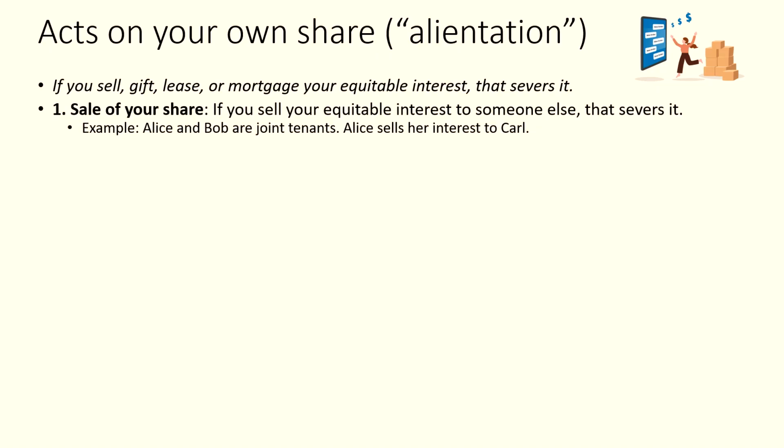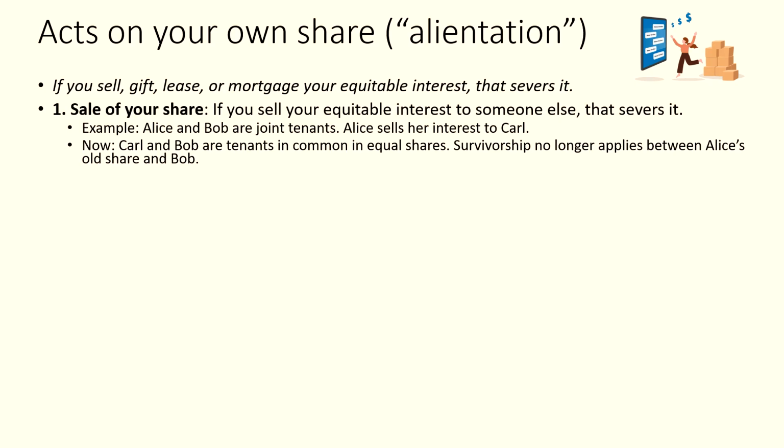For example, if Alice and Bob are the original joint tenants and Alice then sells her interest to another person, Carl, then Carl and Bob are now tenants in common. They will have equal shares, and because it's a tenancy in common, there's no longer the rule of survivorship applying, and they can now decide who they will give their share to when they die. Okay.